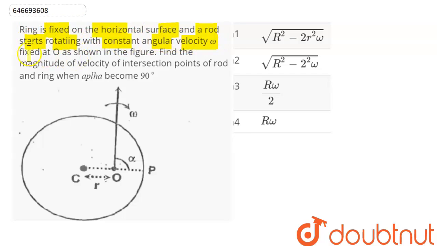Question is, a ring is fixed on the horizontal surface and a rod starts rotating with constant angular velocity omega fixed at O as shown in the figure. Find the magnitude of the velocity of the point of intersection of rod and ring when alpha becomes 90 degrees.